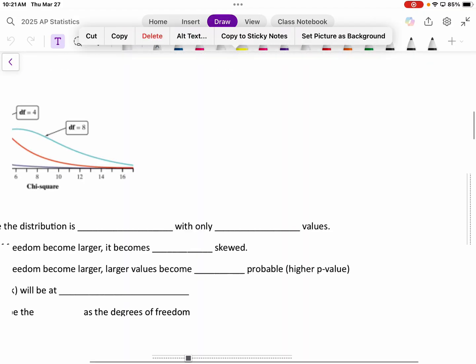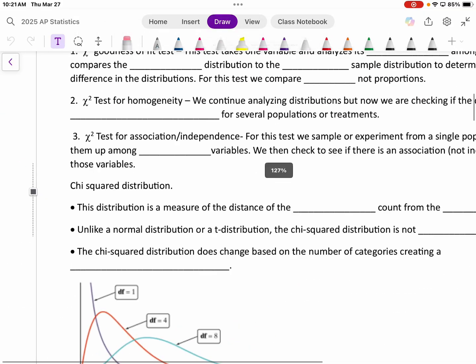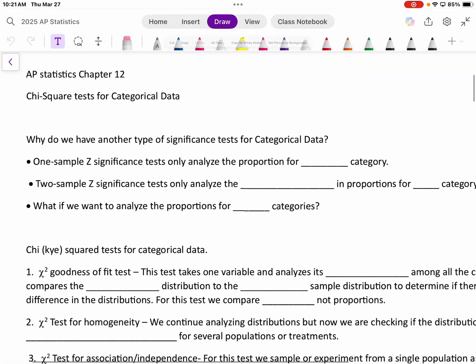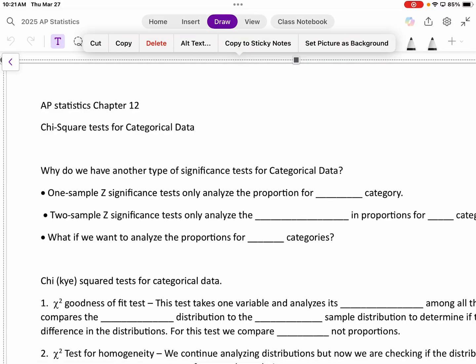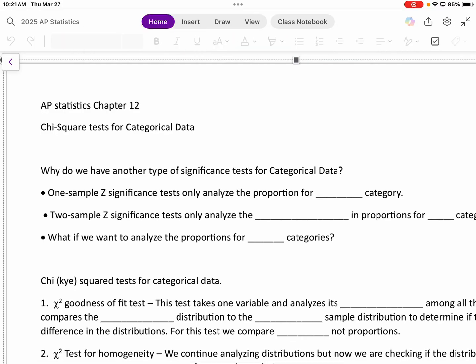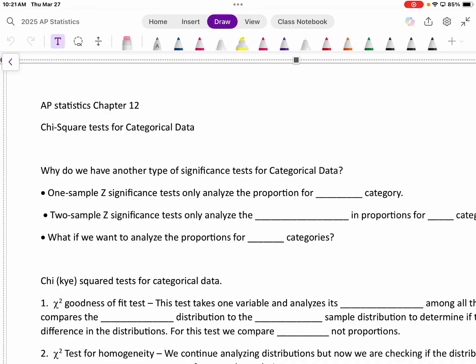So today, as we look at a chi-square test for categorical data, if you think about it, a lot of the stuff we've been doing in the last unit that we just took a test on, we were dealing with quantitative data. We were using the mean and the standard deviation, which means we had quantitative data that we could add up and find the means.